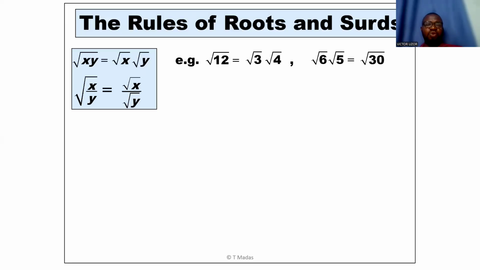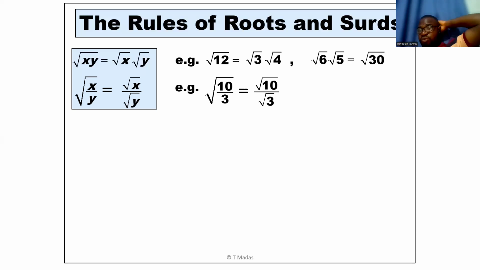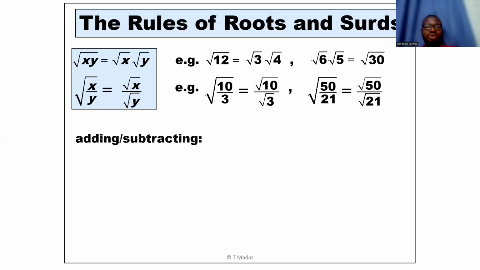Now let's go to the second rule of surds. The second rule is that when a fraction is in square root form, you can separate the roots. Like the square root of 10 over 3 is the same thing as the square root of 10 over the square root of 3. This is also useful when, for the numerator and denominator, you can find the root of one of them and you cannot find the root of the other one. You can split them and give each one the root that belongs to it.